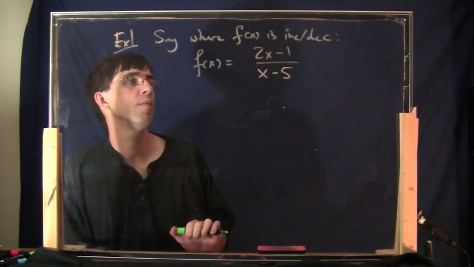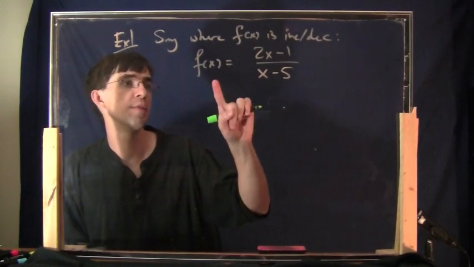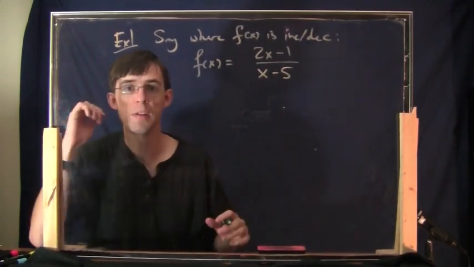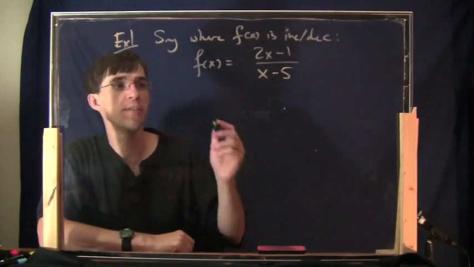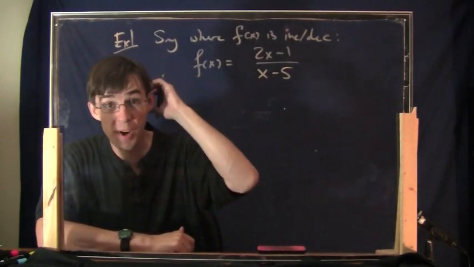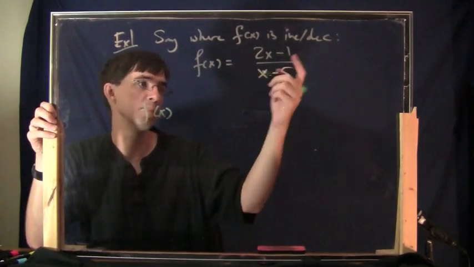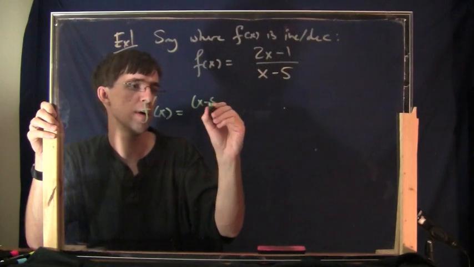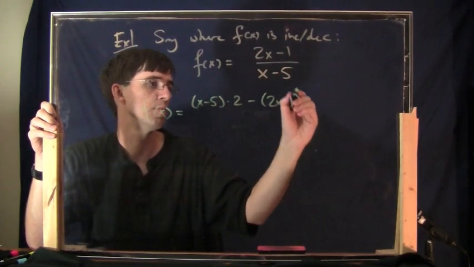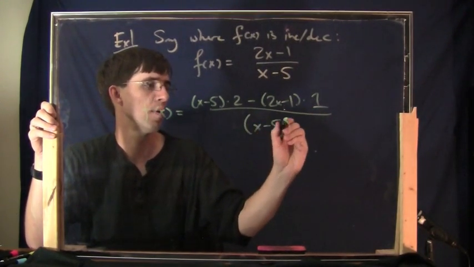Okay, let's say where the function is increasing or decreasing. Give me intervals for this function, f of x equals (2x minus 1) over (x minus 5). All right, let's just get started. First step, take the derivative. So this is a fraction here, we're going to use the quotient rule. I go bottom times derivative of the top, which is 2, minus the top times derivative of the bottom, which is 1, divided by the bottom squared.